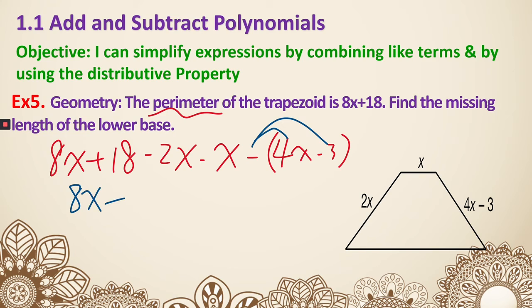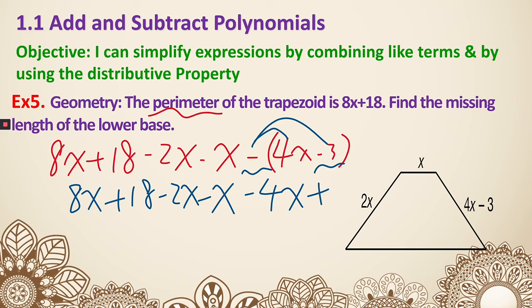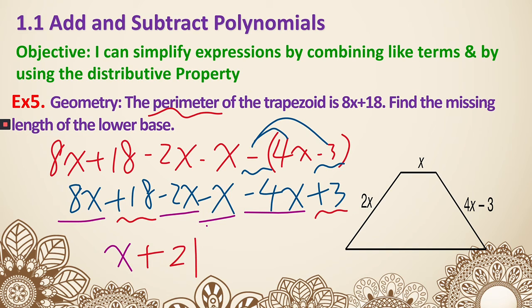Next step, 8x plus 18 minus 2x minus x. We need to distribute in the negative sign, so it's minus 4x, and then this negative and a -3 becomes a plus 3. Next, we combine like terms. 8x minus 2x minus x minus 4x. That gives us just 1x. We still have this plus 18 and the plus 3. That will give us plus 21.